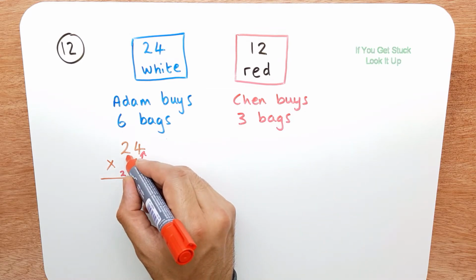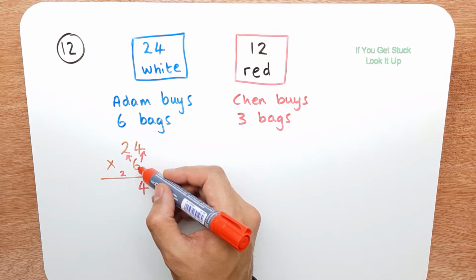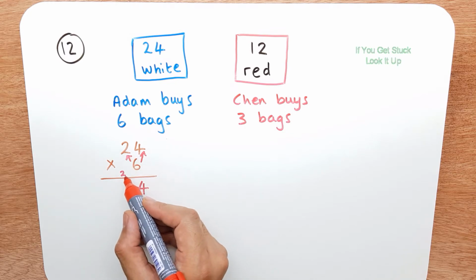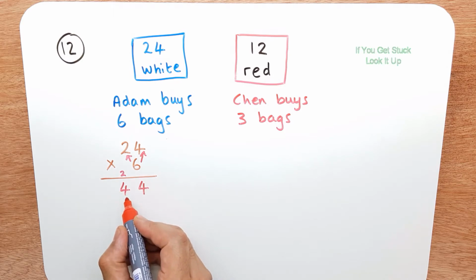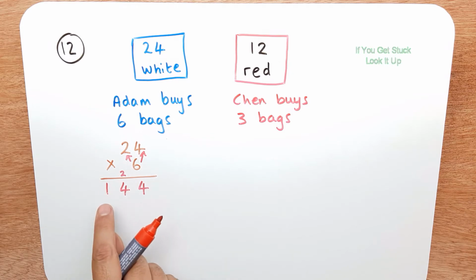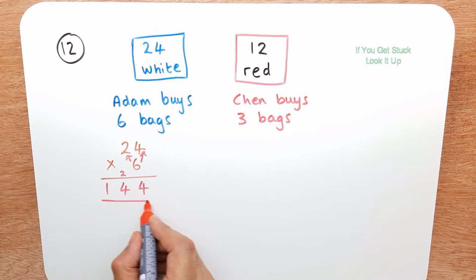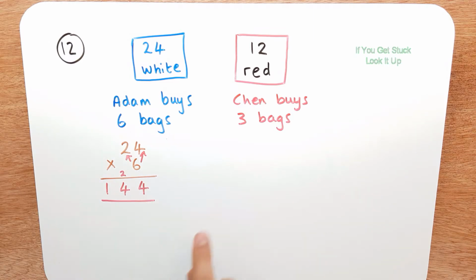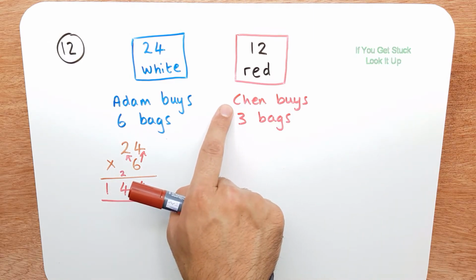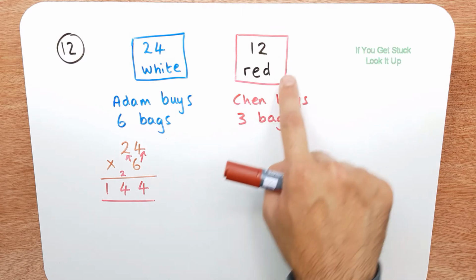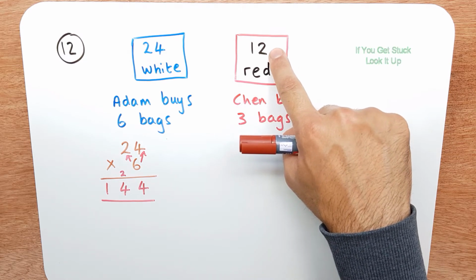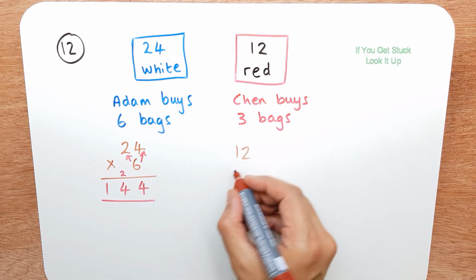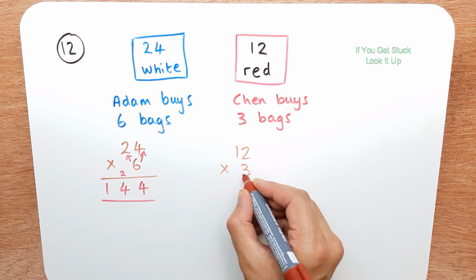Then we go 6 times 2. 6 times 2 is 12, plus the 2 we've carried over, is 14. We put the 4 down and we carry the 1 over to the next column, and we can put it straight down because there's nothing else to do. So Adam has got 144 balloons. Now let's look at how many balloons Chen buys. He buys 3 bags and each bag has 12 red balloons. So we need to do 12 times 3.